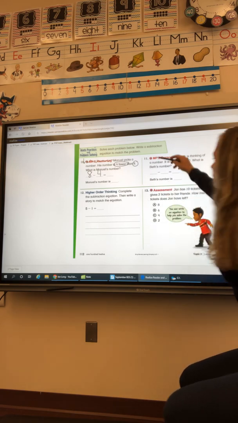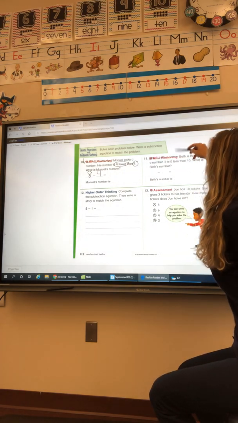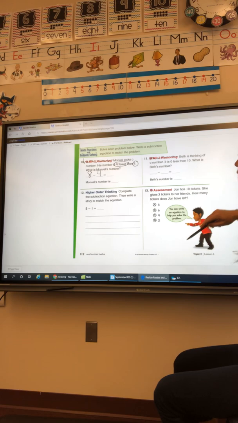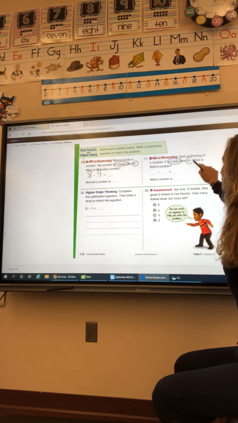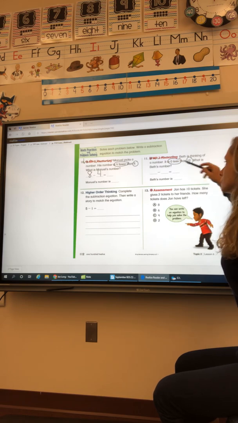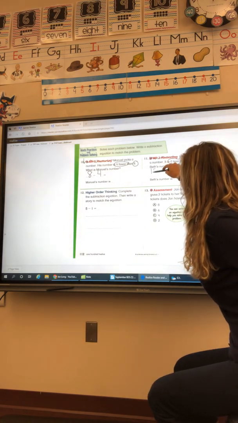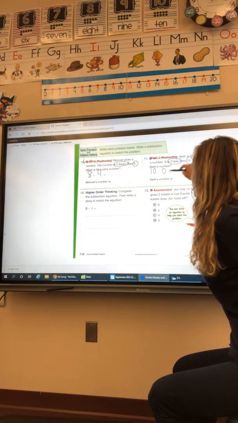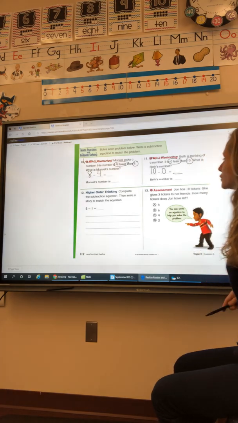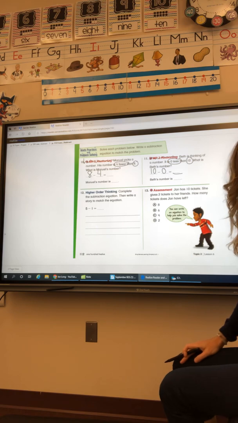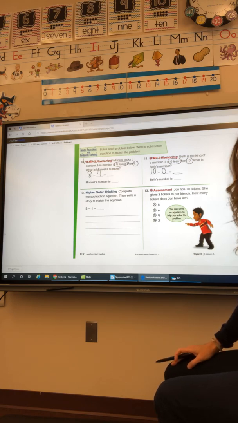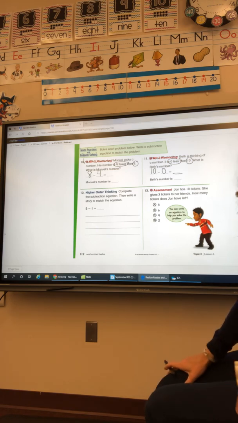Same thing with number 11. Cross out all this red stuff. You don't need it. Beth is thinking of a number. It is 0 less than 10. 10 is going to be my number. Minus 0. You're going to write your answer. 10 minus 0.